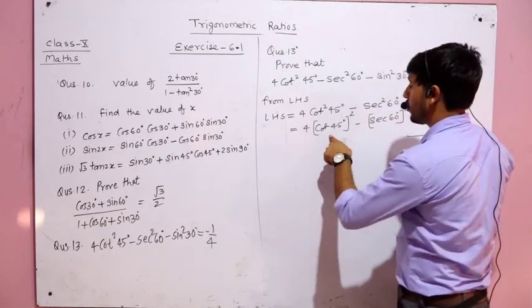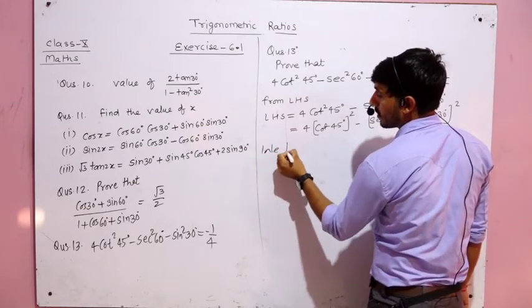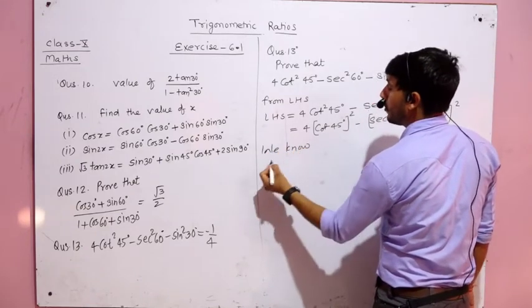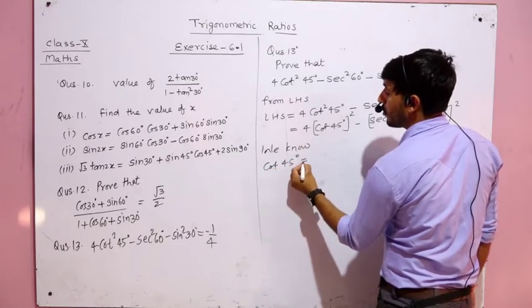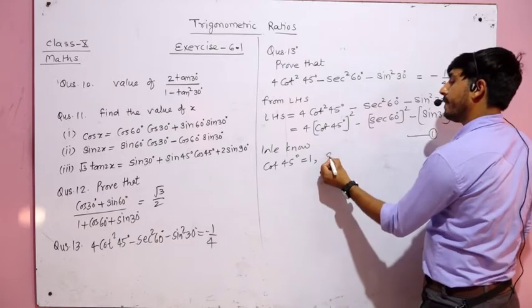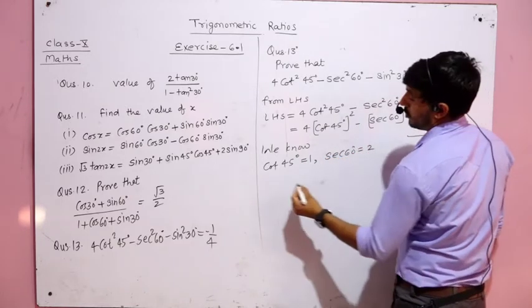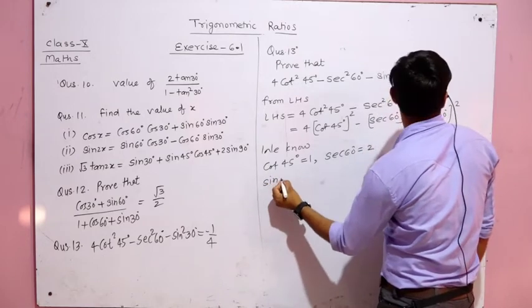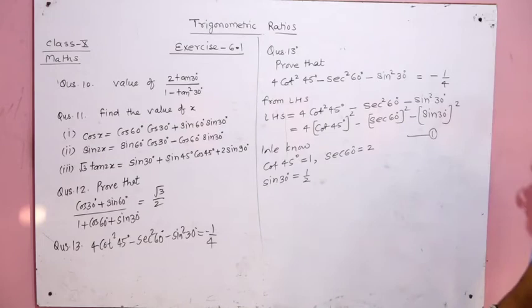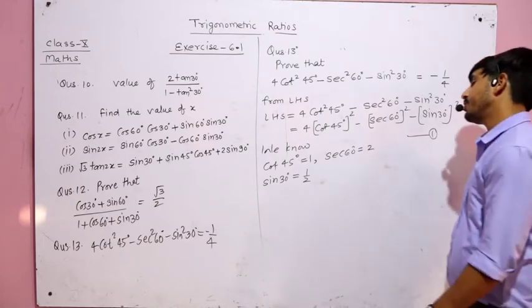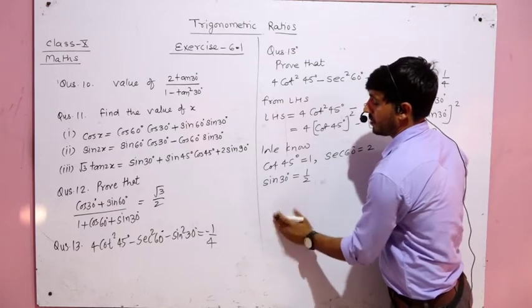First we have to substitute all the values of trigonometric ratios. As we know, cot 45 degree is equal to 1, sec 60 degree is equal to 2, and sin 30 degree is equal to 1 by 2. Then we substitute all the values in equation number 1.